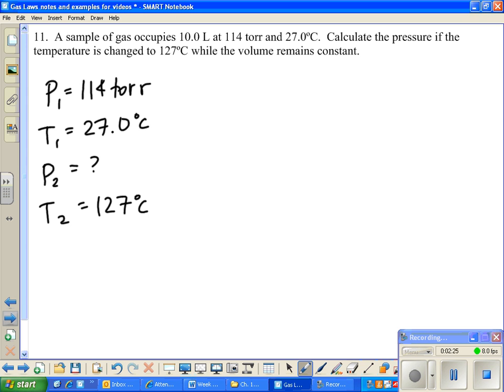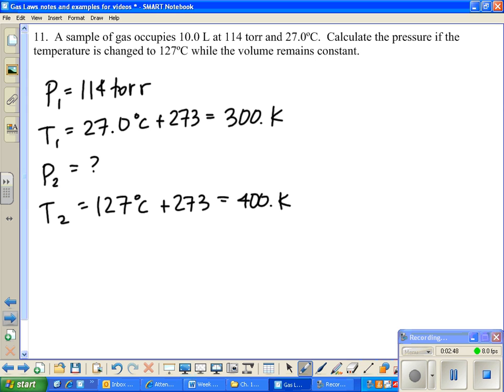So adding 273 to each one would be 300. Kelvin, and I'm going to put a decimal there because that would be 3 sig digs, because we're adding and subtracting. We're looking at numbers after the decimal. And for final temperature, adding 273 would be 400. Kelvin.